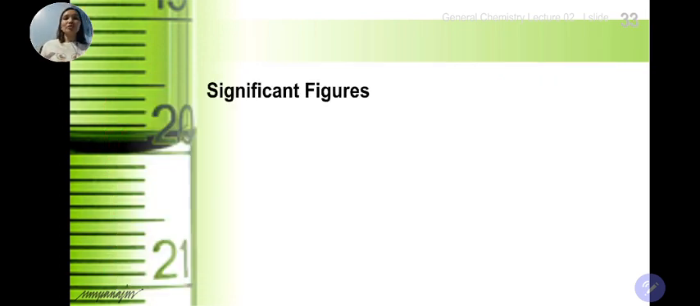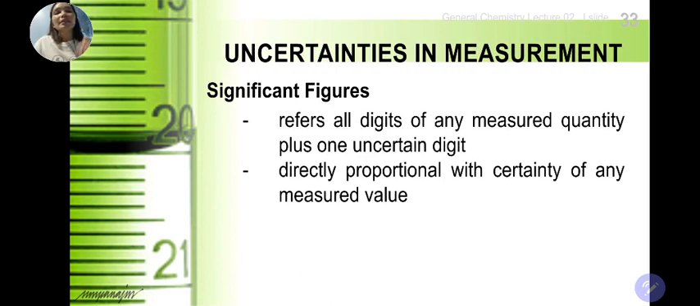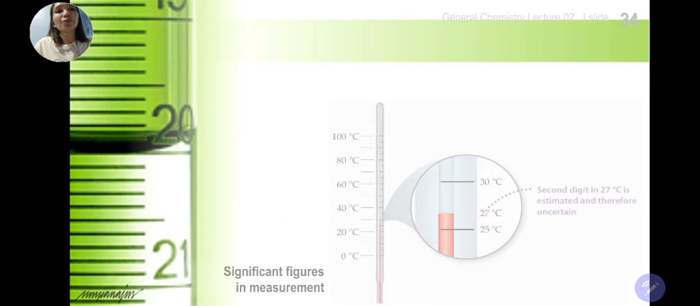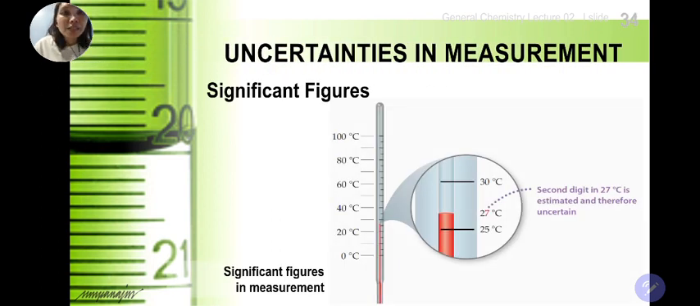So now we will move on to significant figures. This refers to all digits of any measured quantity plus one uncertain digit. So this is directly proportional with certainty of any measured value. This is the significant figures in measurement. We can see the second digit in 27 degrees Celsius, the 7, is estimated and therefore uncertain, especially in measurement, for example, a thermometer. That is what we call the uncertain figure.